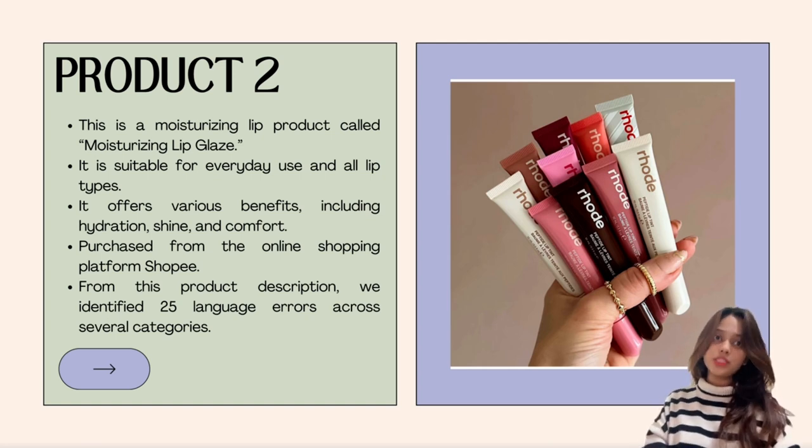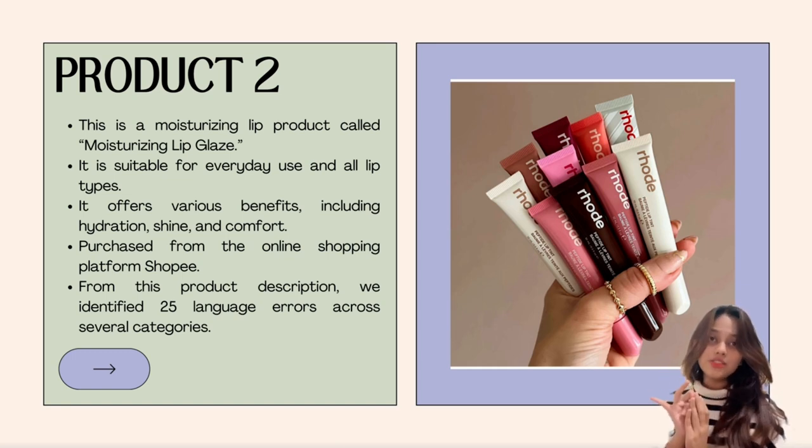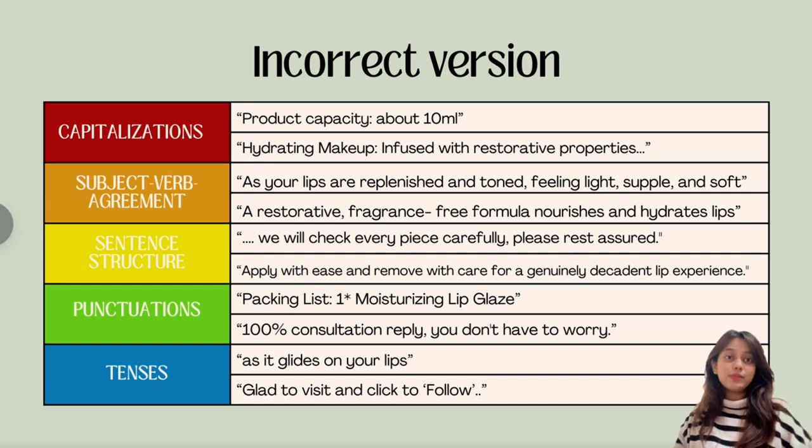And from the description, we can identify 25 language errors which were grouped into 5 main categories such as capitalization, subject-verb agreement, sentence structure, punctuation, and also tenses. So now let's move on to those incorrect versions. Okay, so now I will be explaining each category of errors one by one, starting with capitalization errors.